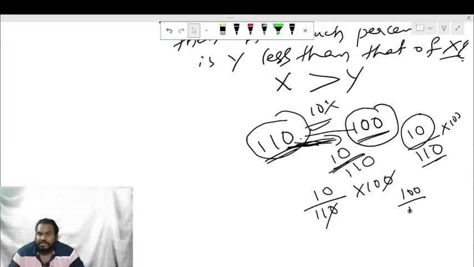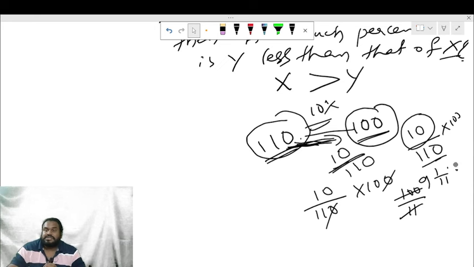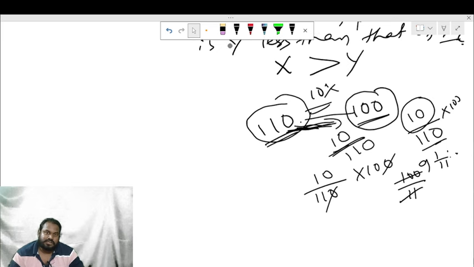So 10 by 110 into 100 will give you the answer. So 100 by 11. 11 9s are 99. So 9 1 by 11. It means if x is 10% more than y, then y is 9 1 by 11% less than x. Like that you can form it.